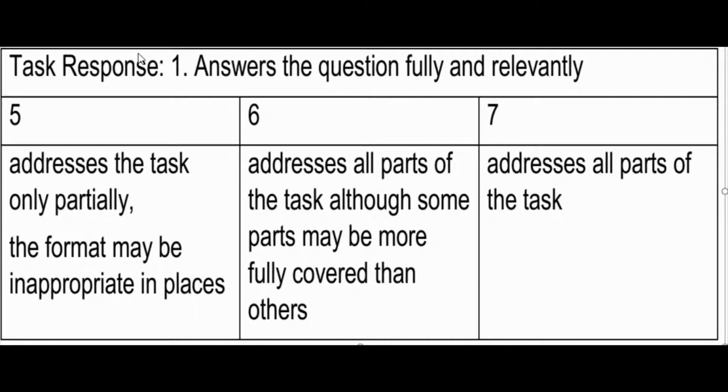Let's just have a look at the task response criteria as it relates to answering the question fully and relevantly. Or we should maybe say responding to the task fully and relevantly. If you only partially address the task, your score for task response is going to be limited to a 5. If you address all parts of the task, but you don't cover all of them fully, then your score is going to be limited to a 6. And to get a 7, you're going to have to fully address all parts of the task.